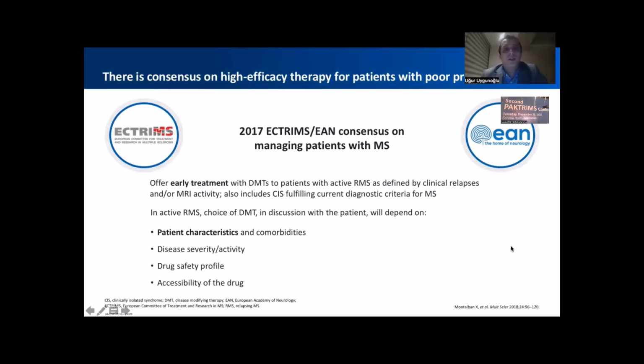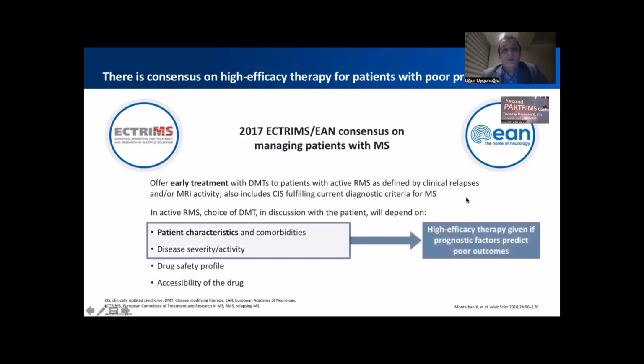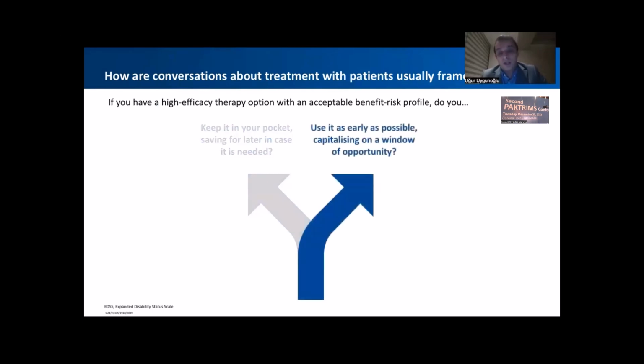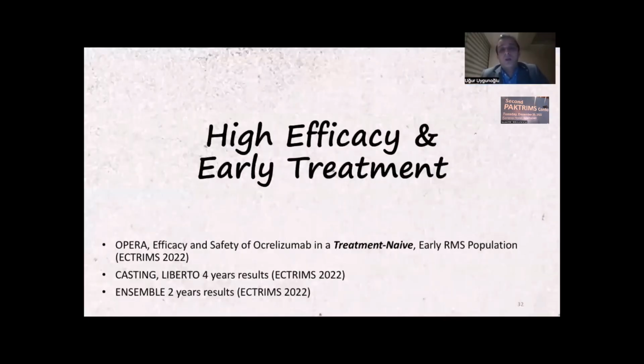If you look at the trials, there is consensus on high efficacy therapy for patients with poor prognosis, and also high efficacy therapy given if prognostic factors predict poor outcome. Meantime, the treatment approach started to change. Nowadays, we are offering our patients induction therapy instead of escalation therapy in order not to lose time for the future.